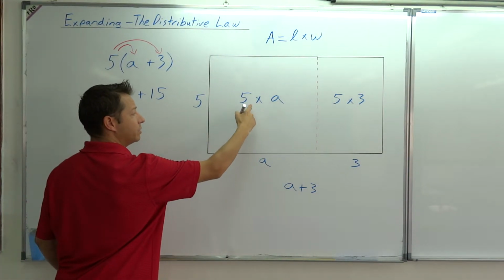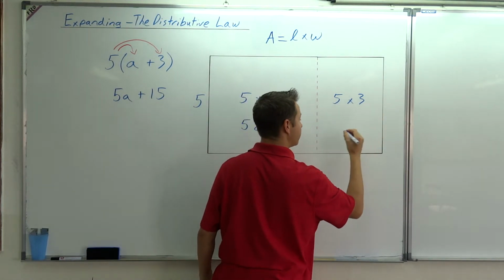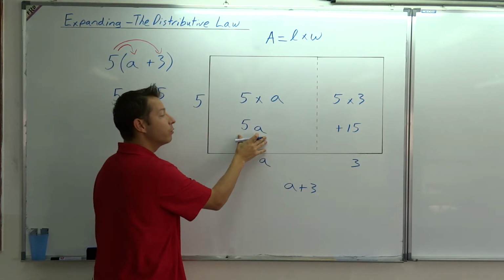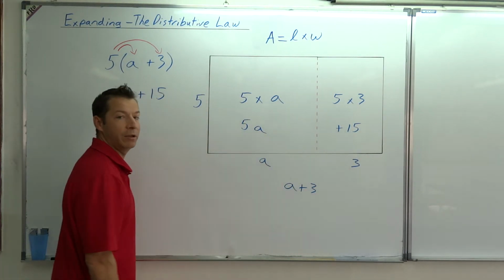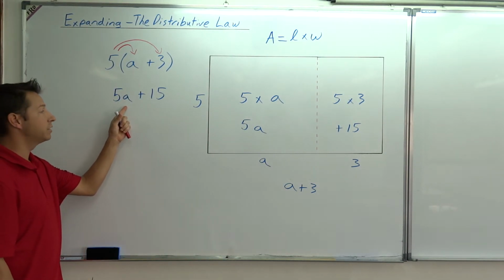So I would have 5 times a, which would be the area of this one, 5a. And this one here, 5 times 3, I'm going to write plus 15, just to show you that the area of the total rectangle would end up being 5a plus 15. Exactly the same as it is in an algebraic sense over here.